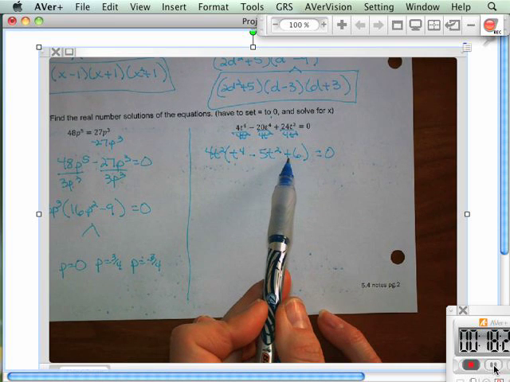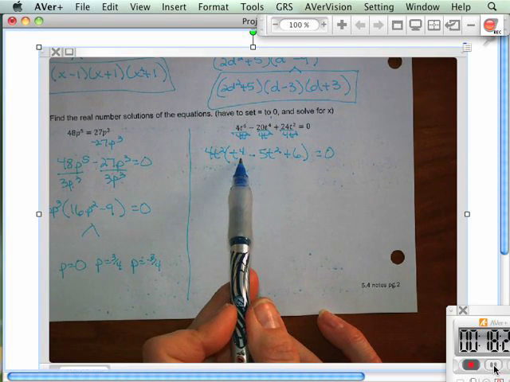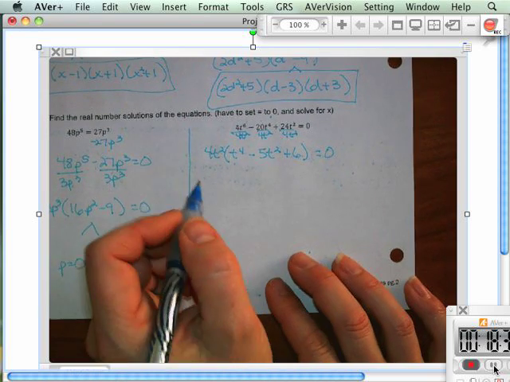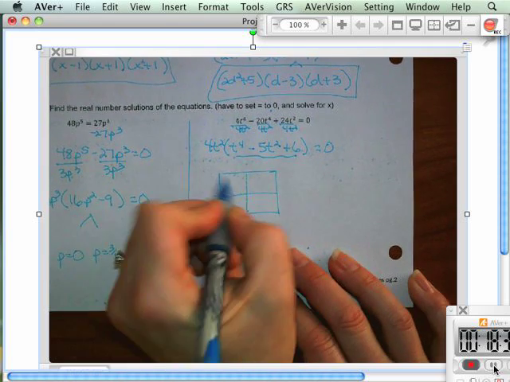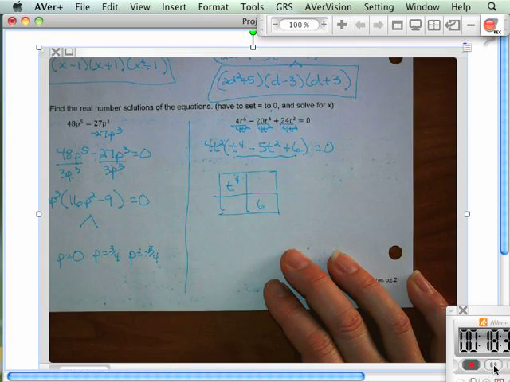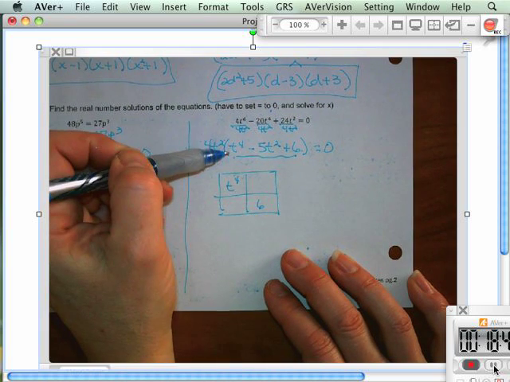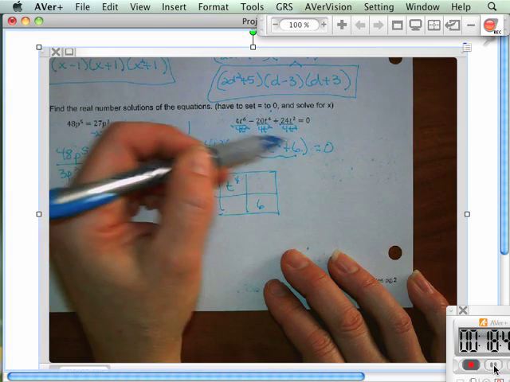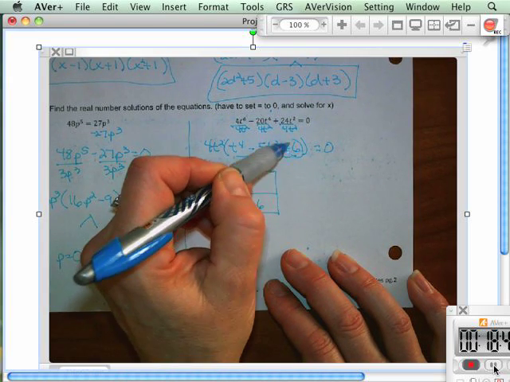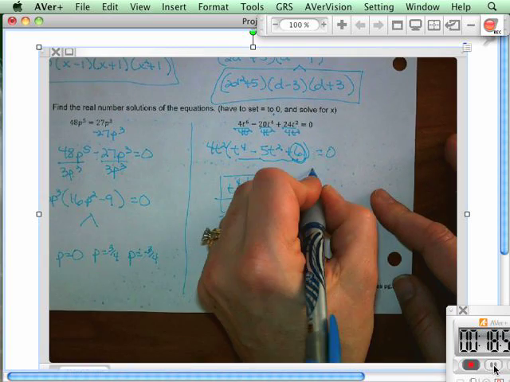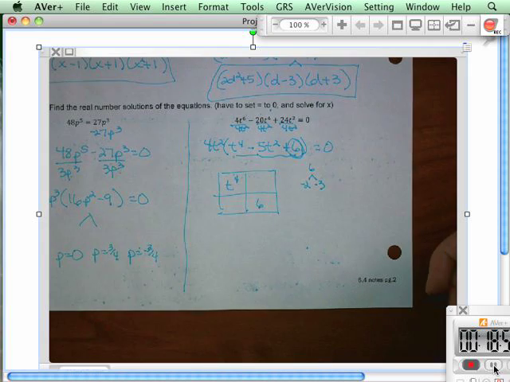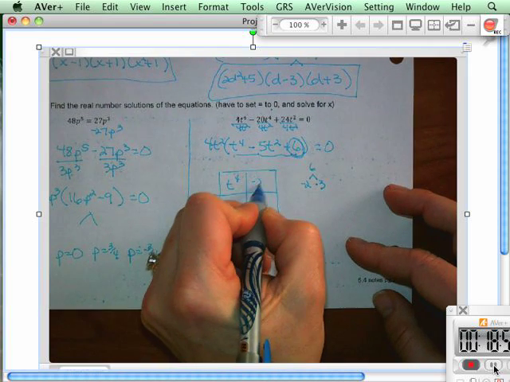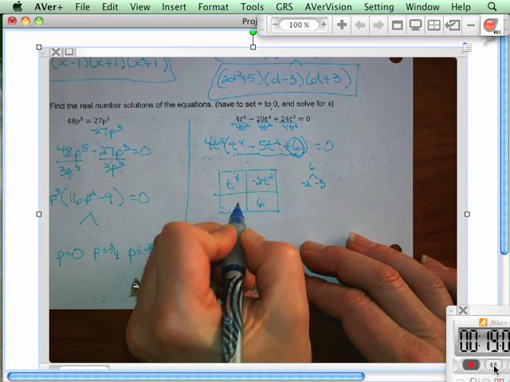Okay, I have this factor and this factor, but I think this one can go further. It's not 4 terms, so I can't group, but maybe I can do the box method, just like I did above. So I'm going to try that for this right here. T to the 4th here, 6 here. Since this is a 1 right here, I don't need to really worry about that. What I do need to do is find factors of 6 that add to negative 5, and that would be negative 2 and negative 3. So that's going to go in these boxes here. Negative 2 t squared, negative 3 t squared.